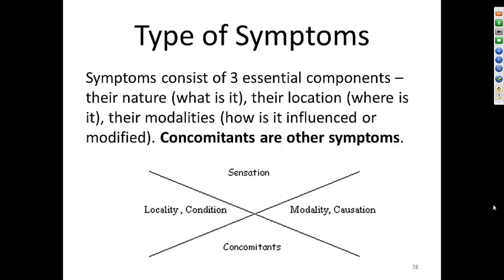So as I said, basically in this repertory, and also in Hahnemann's thinking and in symptoms in general, we have three essential components: what it is, their location, and their modalities. Concomitants are other symptoms. They are not part of this triad. They are actually separate symptoms with their own location, modalities, and nature. So that's important to realize.